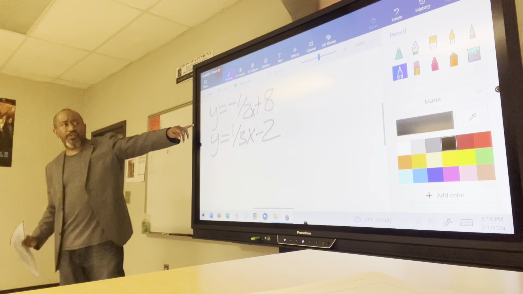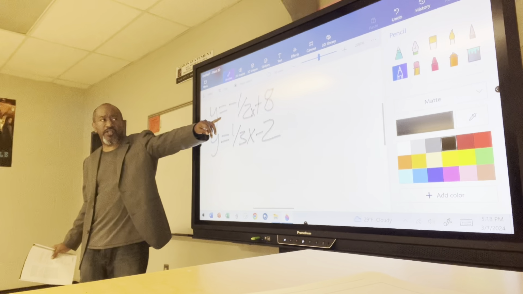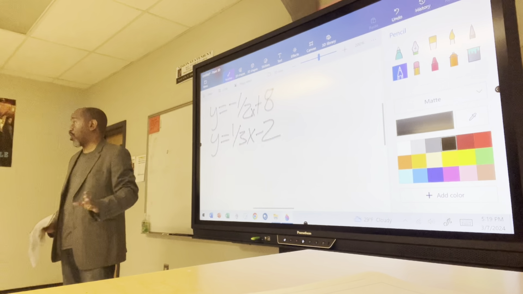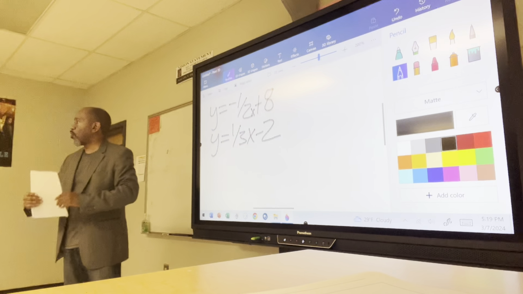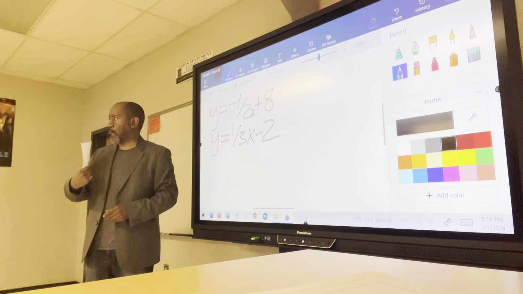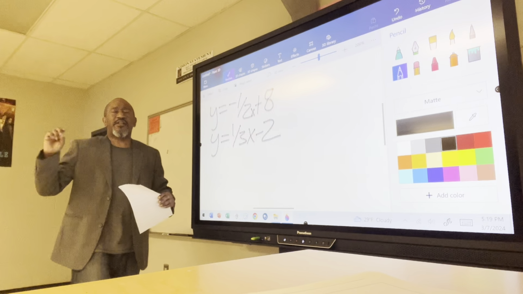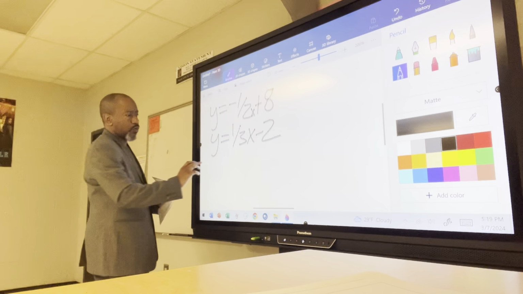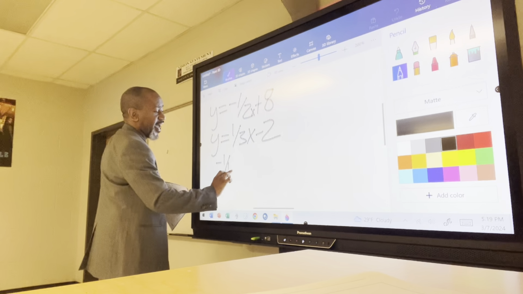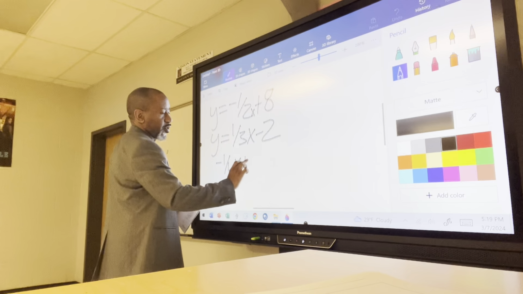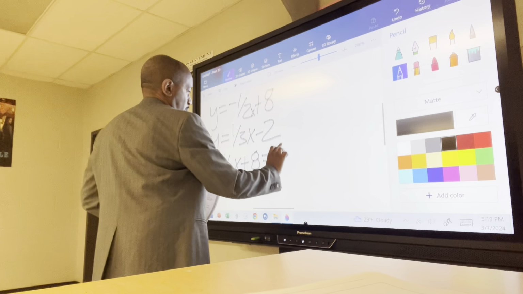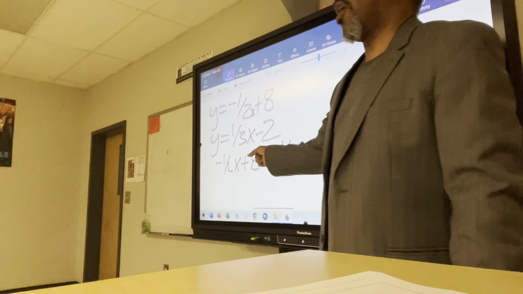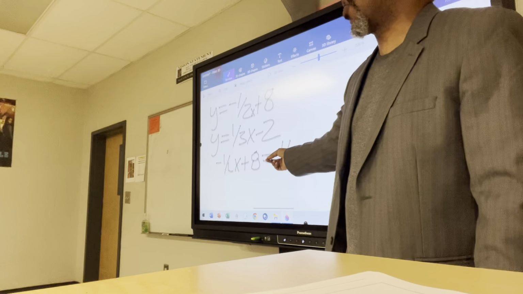So our top line is -1/2 x plus 8. Our bottom is 1/3 x -2. Does everyone see where we got those linear formulas from? All we did was find the linear equation for both lines. Now, this is where it is and it isn't difficult, because you know that you have to set these equal to each other. But the catch is this. Here's the catch. You don't want these fractions as your coefficients, because that's too messy.